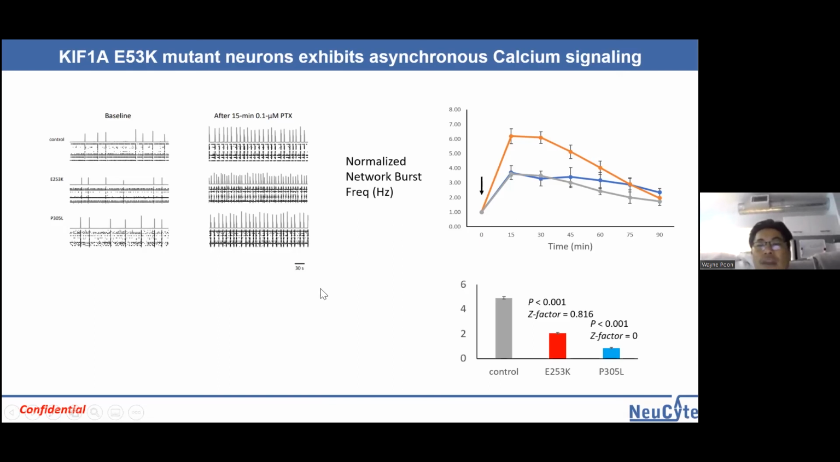Now, the other thing that we looked at was another metric of electrophysiology, and in this case, looking at the time before electrodes become active again, and you can see that in the E253K and P305L mutations, the networks spontaneously fire more readily than control. And again, these are Z-factor scores that can be utilized for drug screening moving forward.